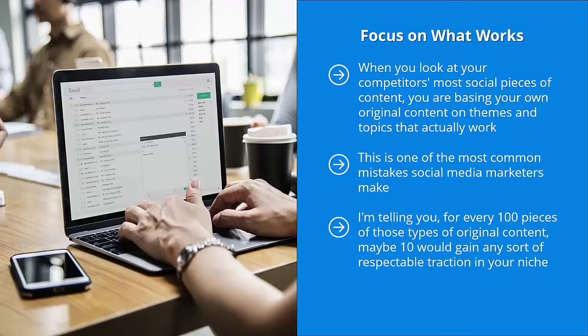You just need to reverse engineer your competitors' most successful content. Use that as a starting point. You can adjust them. You can modify them. You can come up with your own variations. But at least you get a head start. At least you're in the ballpark when you start off. You're not just taking random shots in the dark.